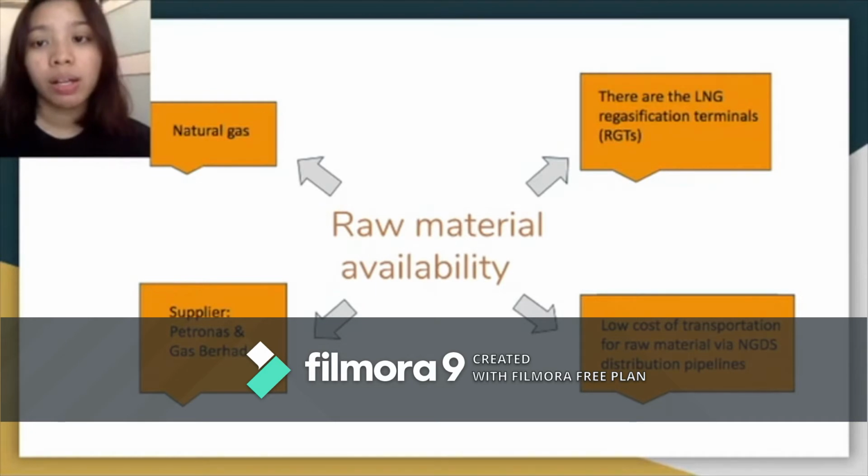First of all, there are liquefied natural gas (LNG) regasification terminals (RGT). This terminal is important because it allows LNG from global sources to be brought into Peninsular Malaysia, which can then be sold to domestic consumers like our company. Other than that, we chose this location because it has low cost of transportation for raw materials via the NGDS distribution pipelines. NGDS stands for the Natural Gas Distribution System, which already exists in Pengerang, Johor.